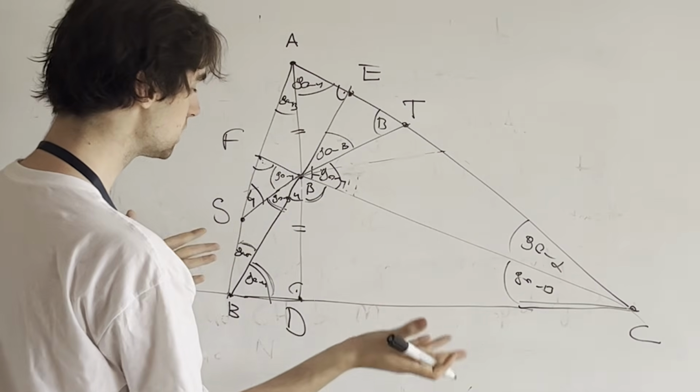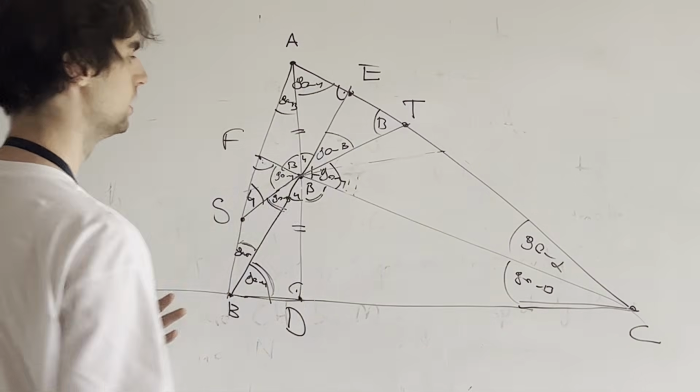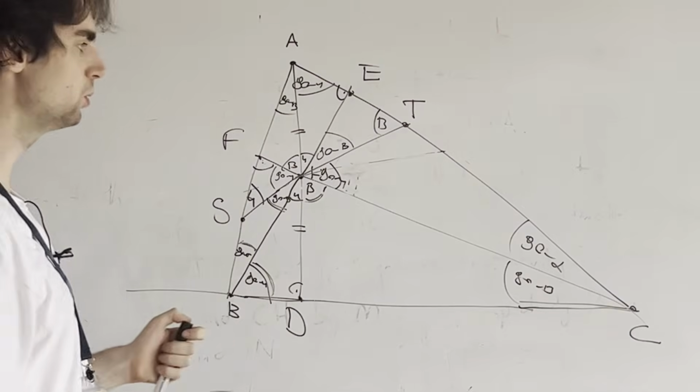Who knows? Maybe this is useful. Maybe it's not. I don't know. Okay, this is beta and this is gamma. And we know that. So, okay, EF is also parallel to ST. Maybe it's useful. And here's the thing.